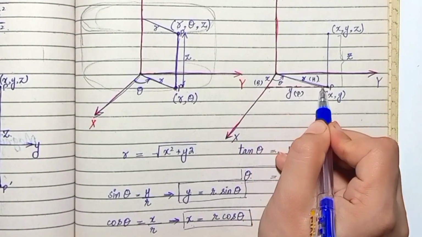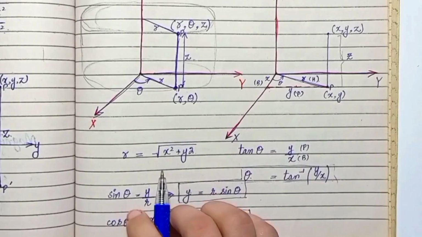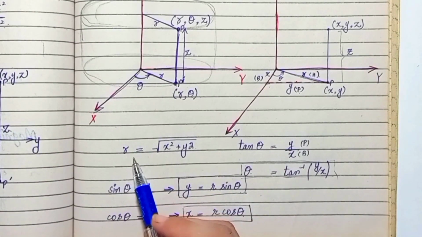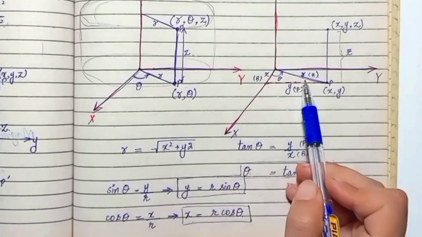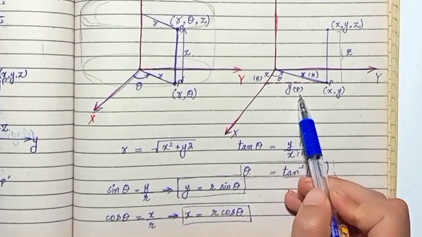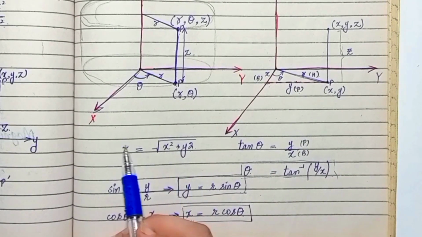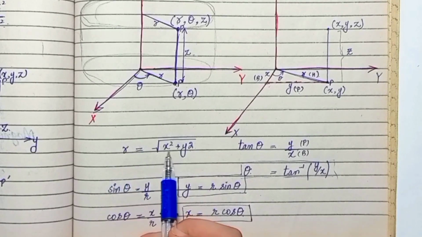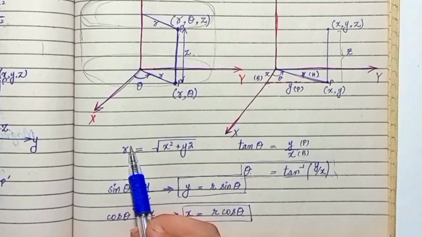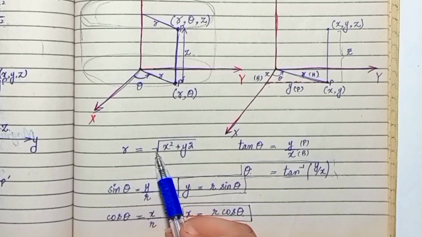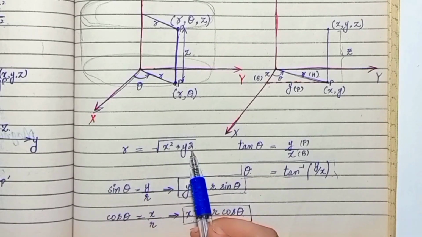The length of this hypotenuse r will be found out by using the Pythagoras theorem. According to the Pythagoras theorem, the hypotenuse squared will become equal to the base squared plus the perpendicular squared. r squared will be equal to x squared plus y squared. We will take the square root on both sides, then the r squared will be cancelled with the square root. r will become equal to the square root of x squared plus y squared.